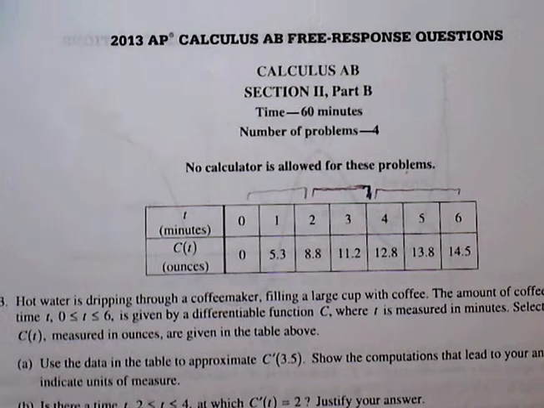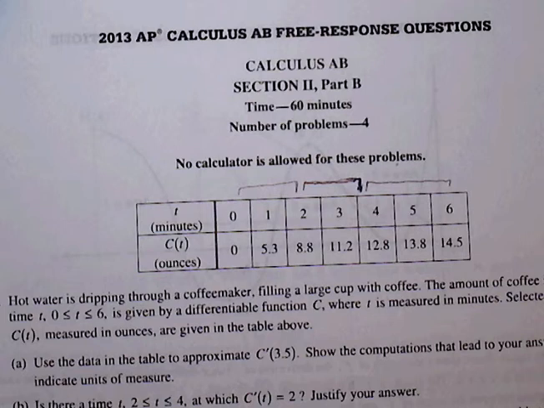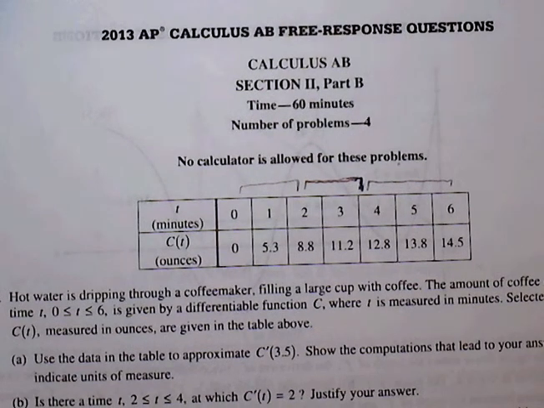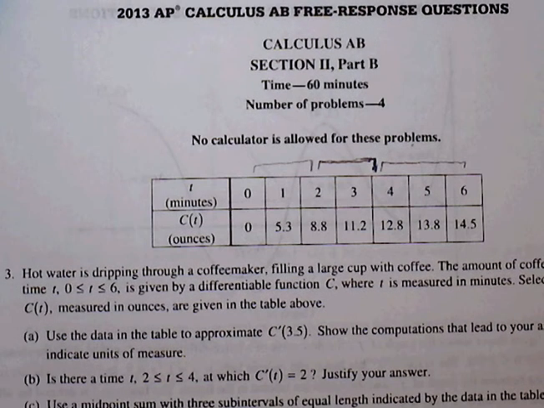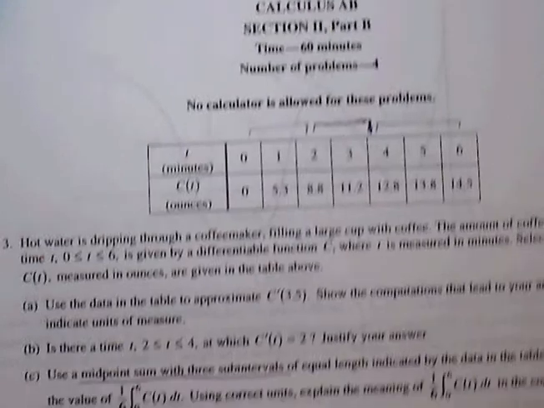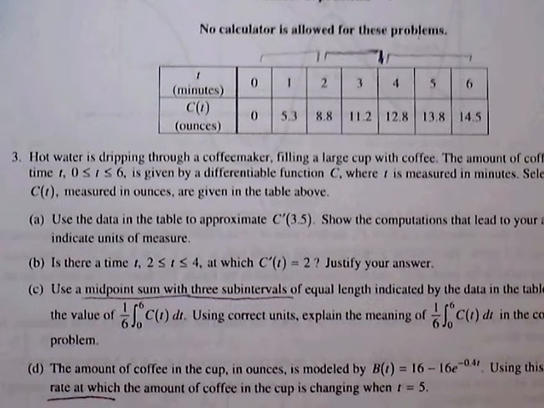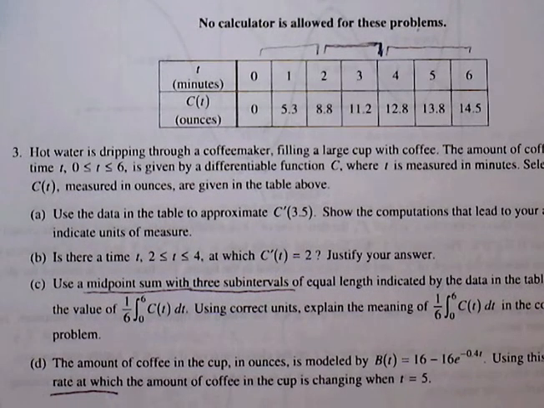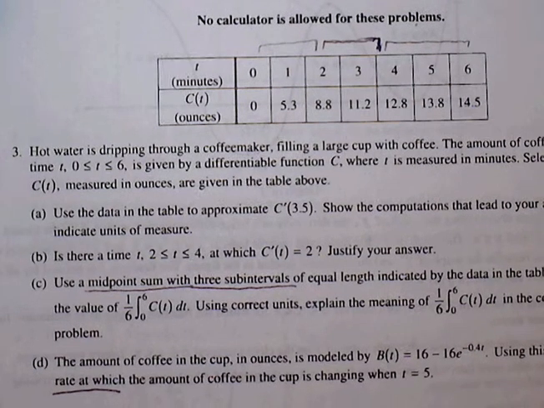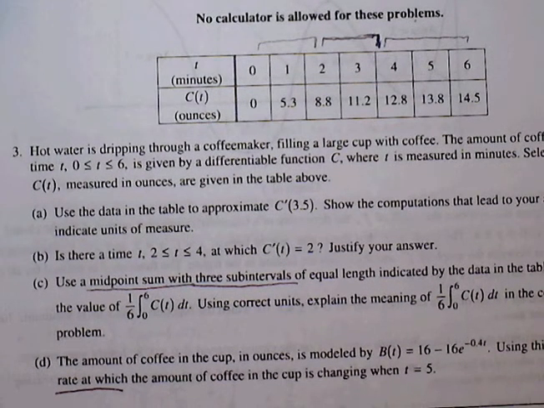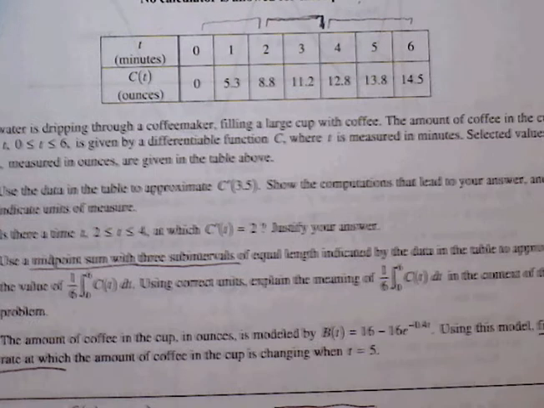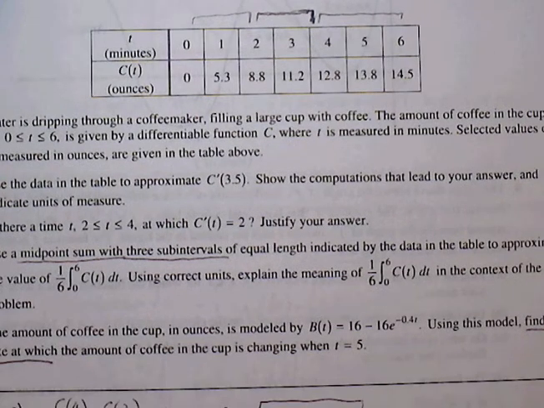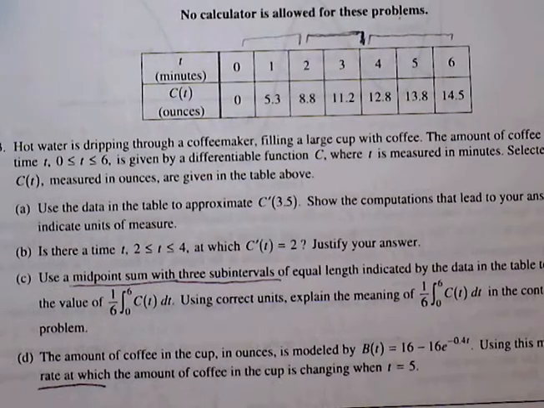Going to skip to the AP exam from 2013, and this is going to be the free response portion. This is number 3, so this is the non-calculator portion. For number 3, hot water is dripping through a coffee maker, filling a large cup with coffee. The amount of coffee in the cup at time t between 0 and 6 is given by a differentiable function c, where t is measured in minutes. Selected values of c of t, measured in ounces, are given in the table above.